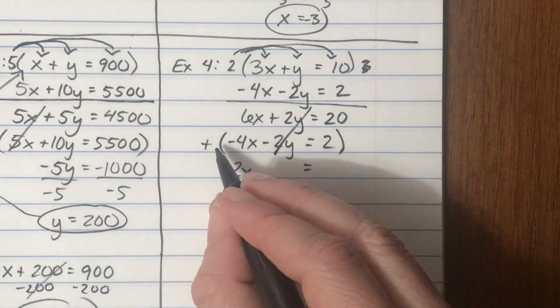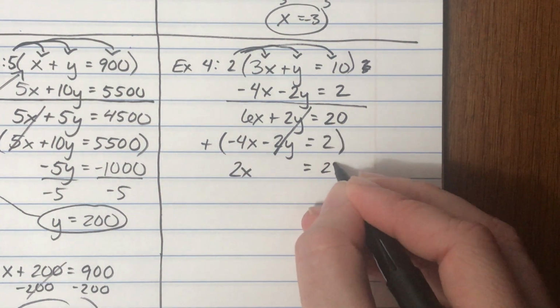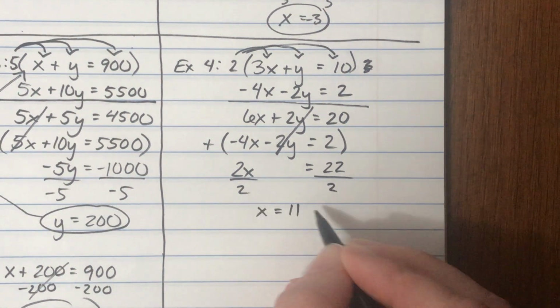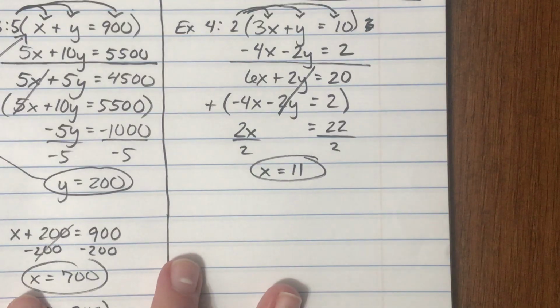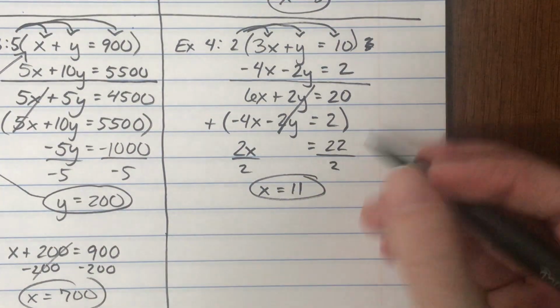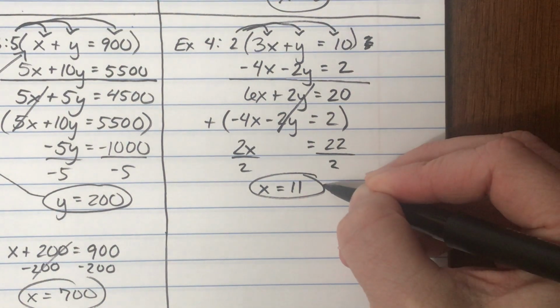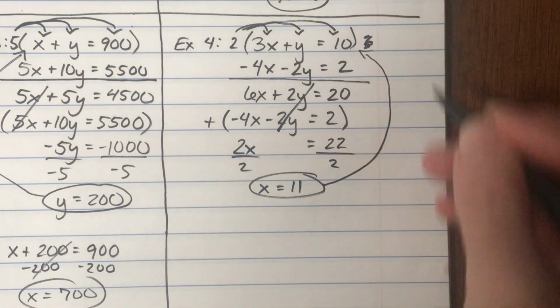And then it's equal to 20 plus 2, which is 22. Divide by 2, and we get x is equal to 11. There's just that one step left afterwards. And then we go back and substitute. So we plug in 11. I guess I'm going to use maybe the first one. It has less negatives. So I'm going to plug it into the first one.